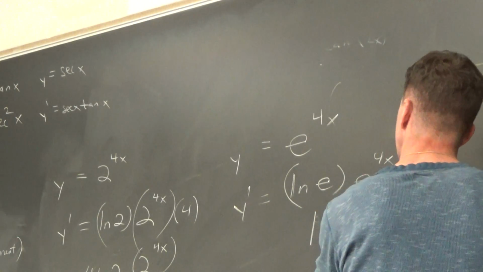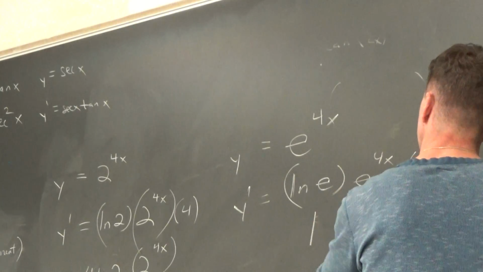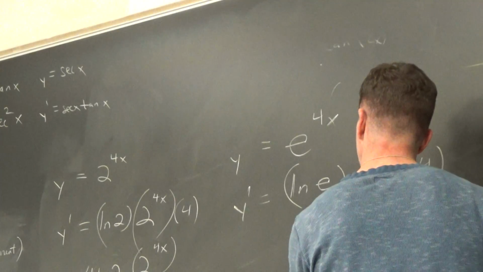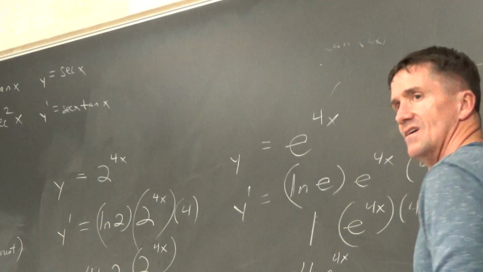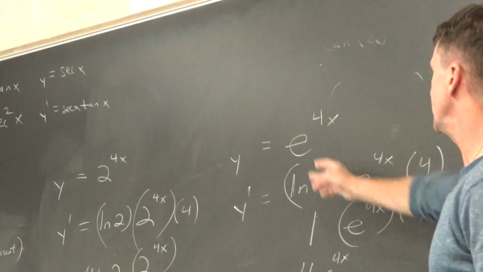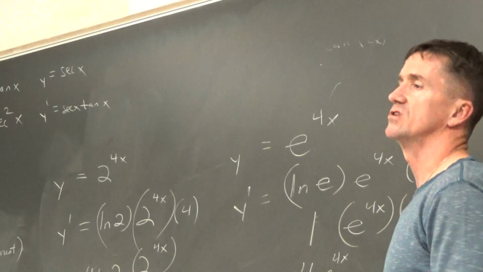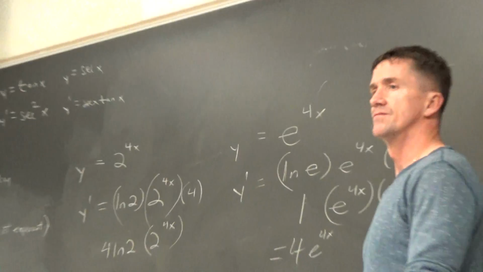So what's the best way to write this answer? e to the 4x... oh, 4 to the e... 4e to the 4x. And so what's e to the 5x become? 5e to the 5x. See, those are what you're going to see all the time. So then that wouldn't be the answer, right?